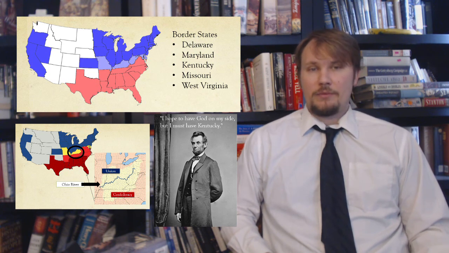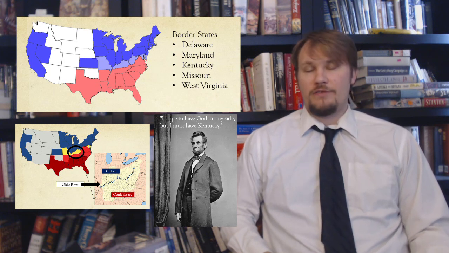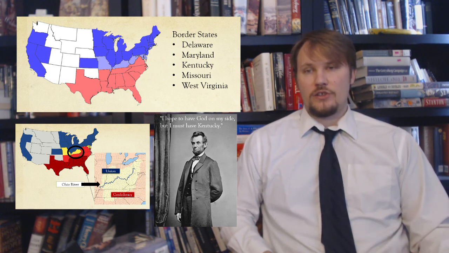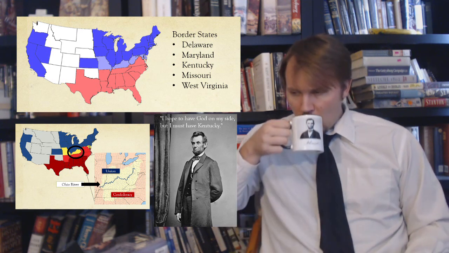He stated that in the upcoming struggle, he would like to have God on the Union side, but he must have Kentucky. Ultimately, the Confederates violated Kentucky's neutrality in September 1861, and then the pro-Union state legislature appealed to the Union armies to drive out the Confederate forces, and Kentucky was firmly in the Union camp.